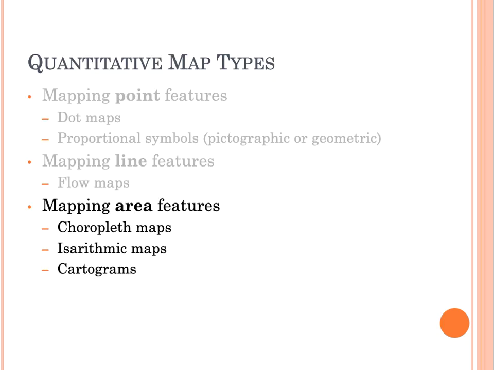Next, we'll be looking at mapping area features. These area features include choropleth maps, isarithmic maps, and cartograms. Especially for this GIS class, we will be making a lot of choropleth maps.